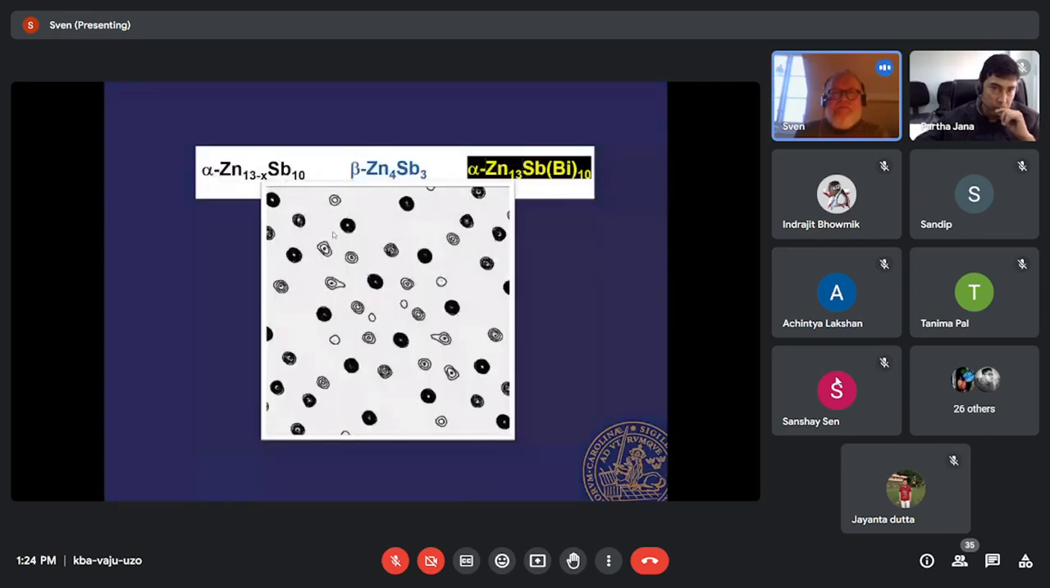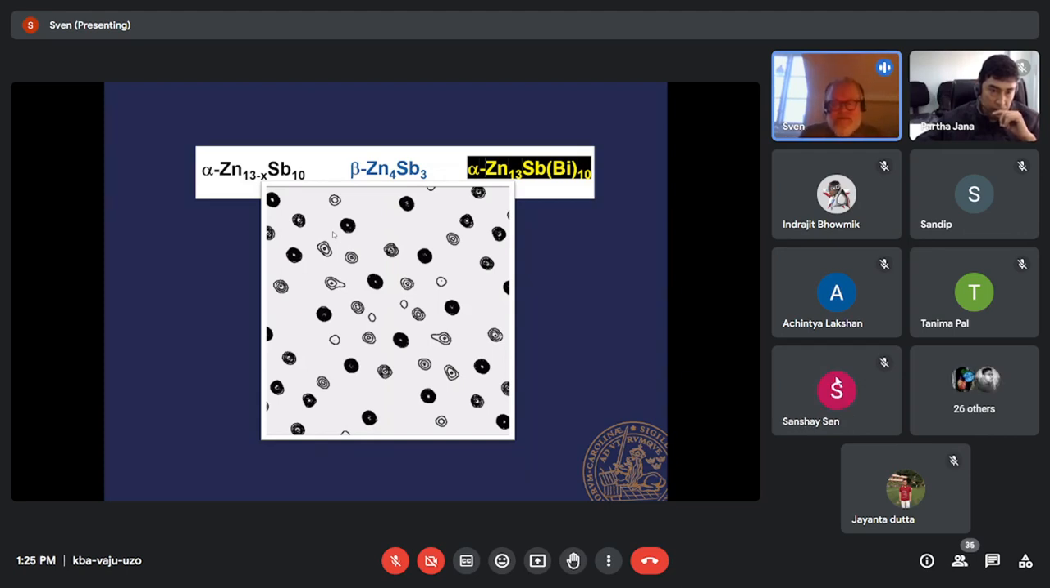And if we look at what the structure looks like in reality, this is the electron density of the alpha form of zinc 4 antimony 3. In fact, this is not zinc 4 antimony 3, it's zinc 13 minus x antimony 10. How do you interpret this image? You can see that there are some electron densities that correspond to nice and well-behaved atoms. There are some that have handles on them. There are some that are quite faint. There's something funny going on here.